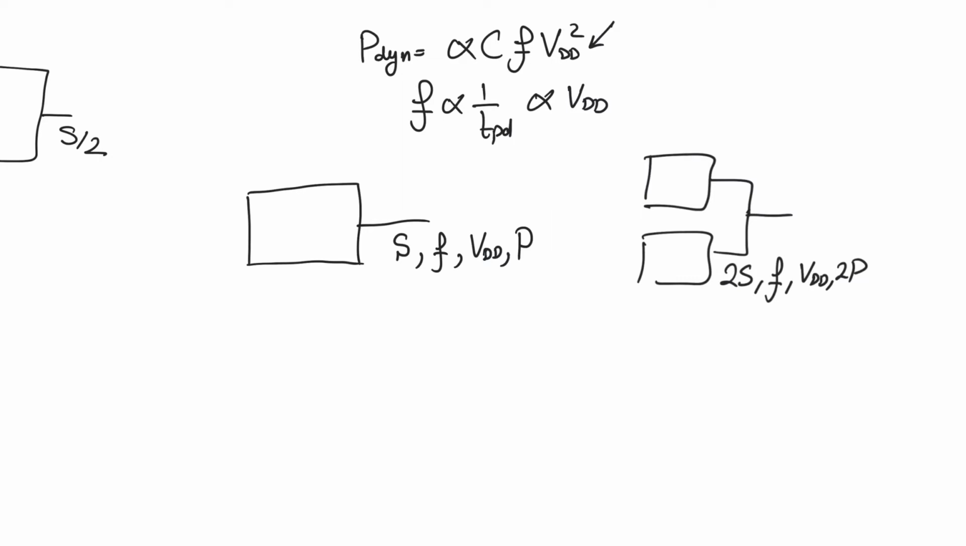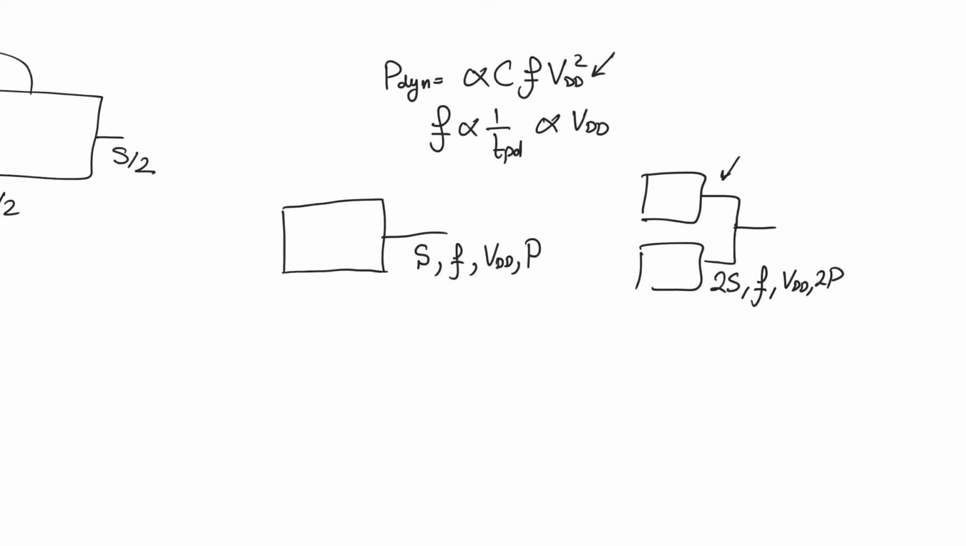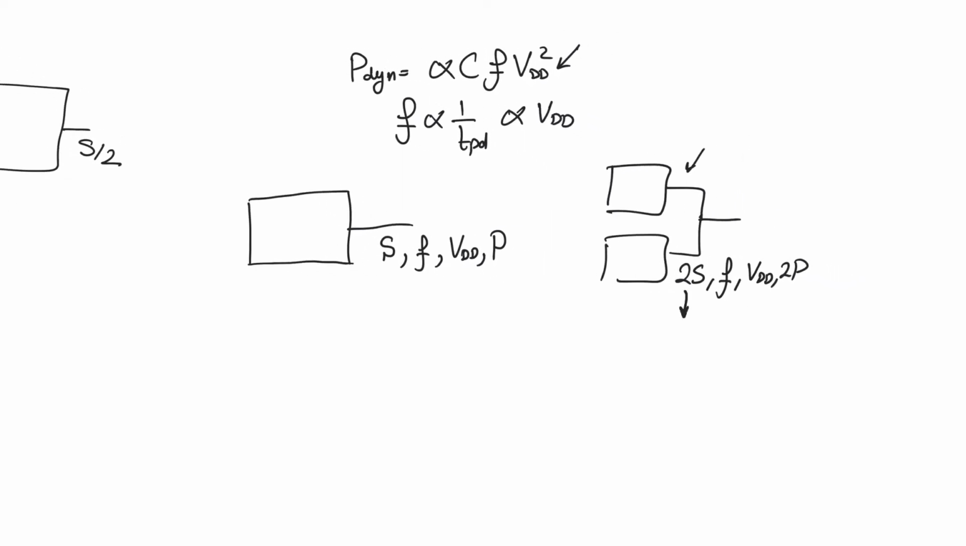Now assume for the parallel circuit here that we don't actually want a throughput of 2S. We just want to preserve the original throughput of S. Right? That's all we need. We need an output of S samples per second. That means that we can operate these two parallel circuits at half the frequency, F over 2. If F is going to give us 2S, then F over 2 is going to give us S. But F is directly proportional to the power supply. So we can actually reduce the power supply by half and still get the same throughput.